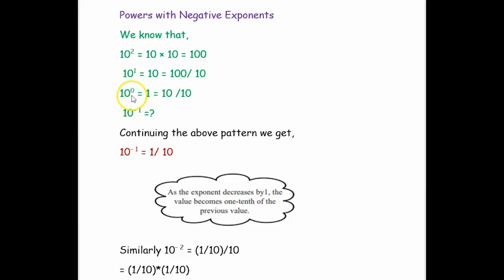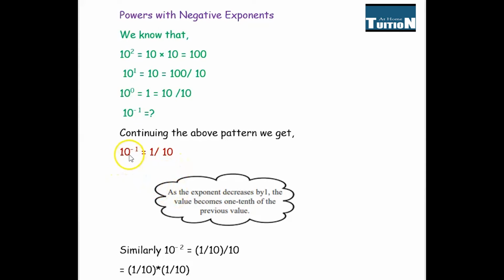Now if it is 10 to the power 0, then we know that it is 1. Any number raised to the power 0 is 1. How are we getting this? 10 is reduced 10 times, so 10 divided by 10 is 1. In the same way, consider 10 raised to the power -1. The previous number is 1, and it is reduced by 1/10th, that is, multiplied by 1/10. So 1 divided by 10. So 10 raised to the power -1 is 1 divided by 10.